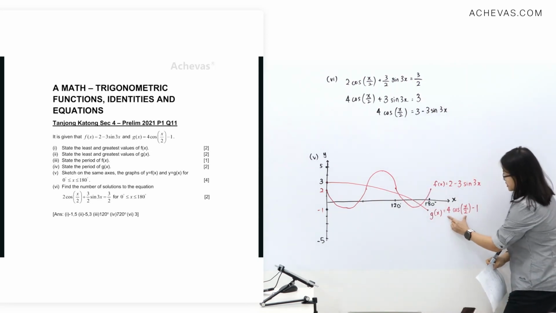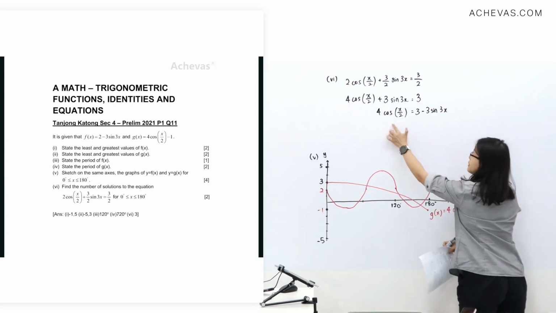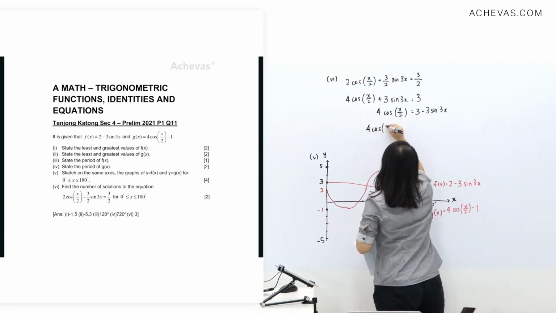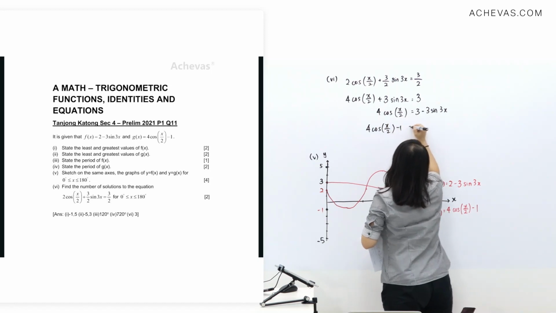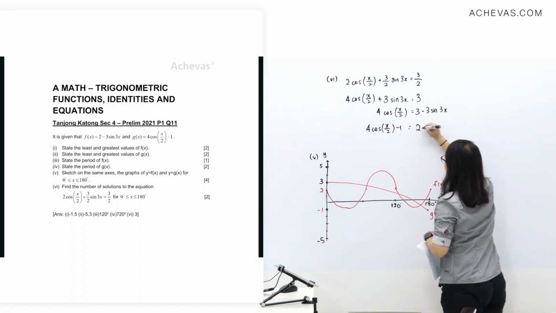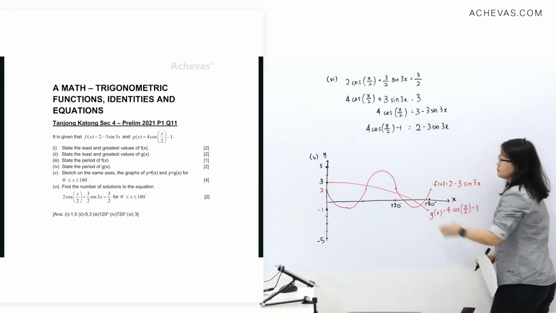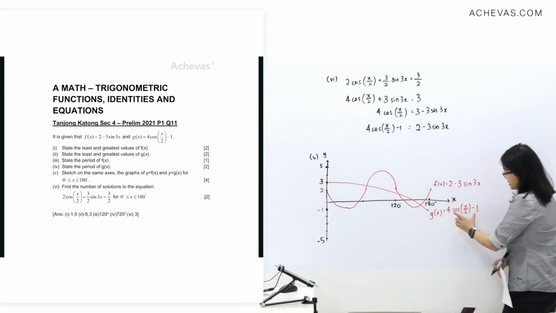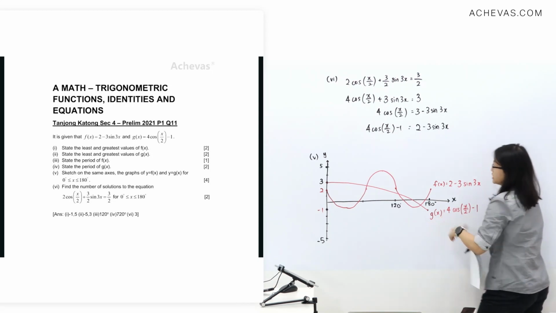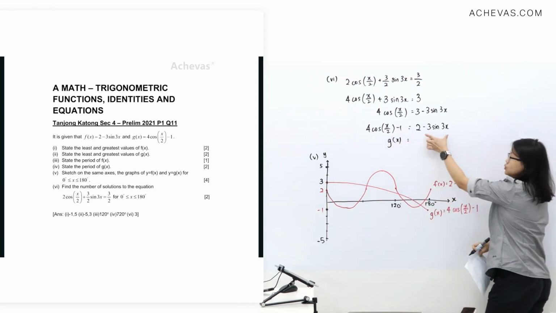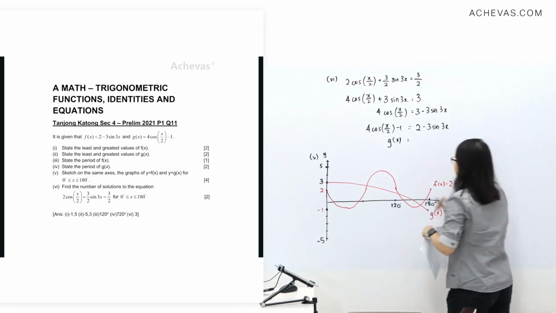We already got this. We need minus 1, so we're going to minus 1 on both sides. So 3 minus 1 will be 2. Now let's observe. This one is actually the g(x), right? And this one is f(x).